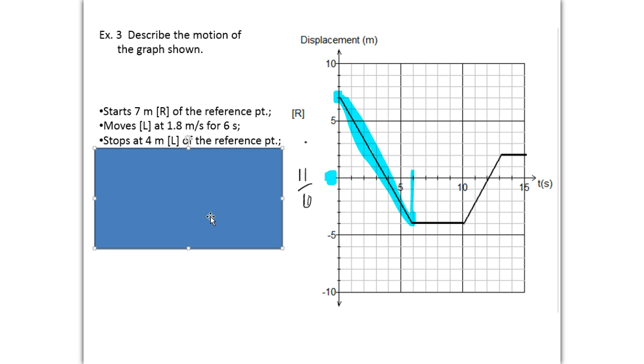you see that the object stopped 4 meters left of the reference point. So here, it stopped 4 meters away, and how long does it stop for? If you count off the time, 1, 2, 3, 4 seconds.